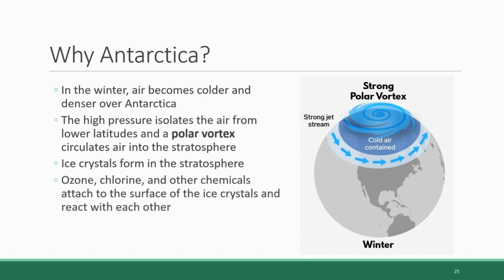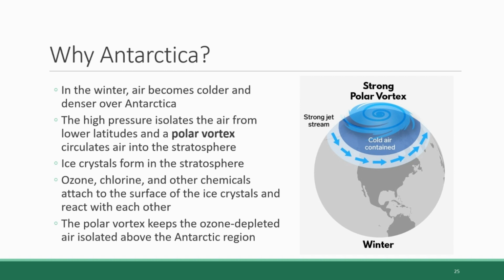And furthermore, as ozone becomes depleted, the polar vortex keeps the air over that region isolated above the Antarctic and prevents it from blending with the air that's at higher latitudes. So, this keeps the phenomenon concentrated and amplifies it in this specific area. So, in other words, ozone depletion occurs at an accelerated rate over Antarctica because the air remains concentrated there. And therefore, Antarctica served as a sort of canary in the coal mine.